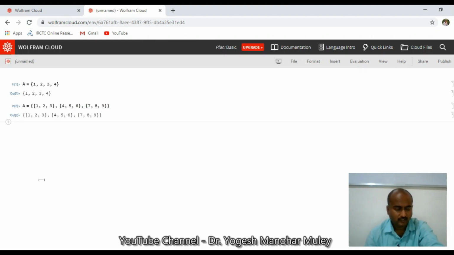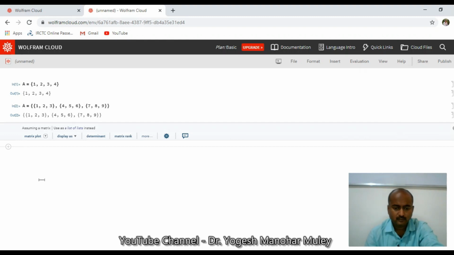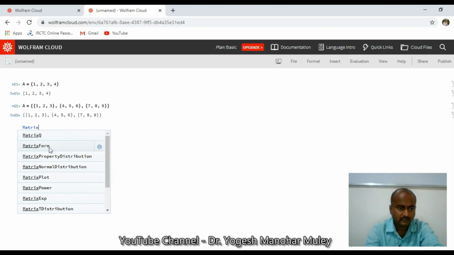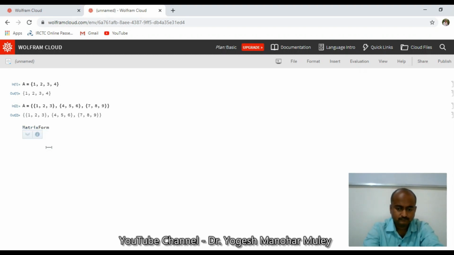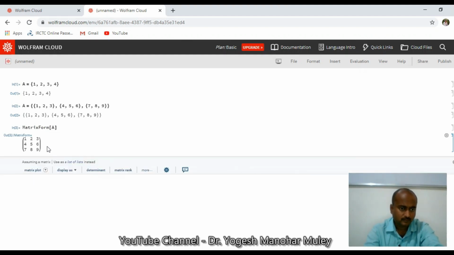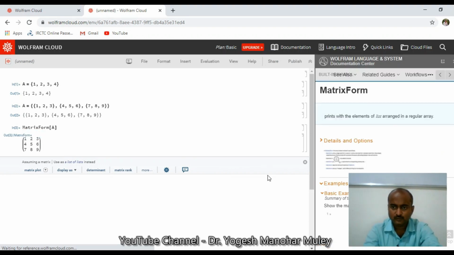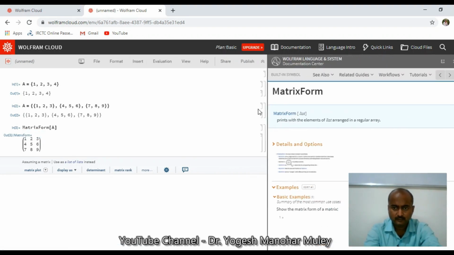So I will write here MatrixForm in square brackets, capital A. This will give us the matrix form. Okay, so we'll see what the matrix form is. Now you can see here the matrix form.